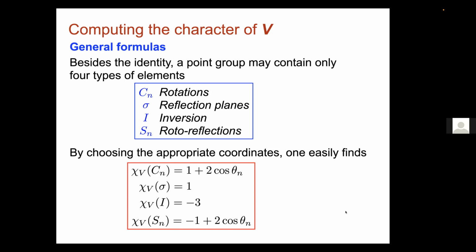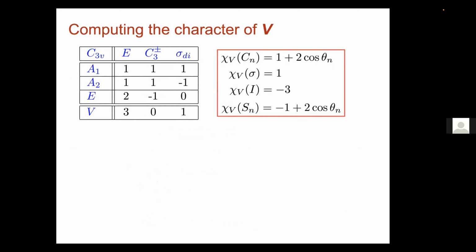So immediately, without constructing any matrix, if you know this formula, you immediately know the character for the vector representation. So using these formulas, immediately you obtain the character for C3. So you really have almost nothing to do. No matrices, just directly you obtain this result. I'll give you a summary at the end. In the last slide will be a summary of all these formulas.